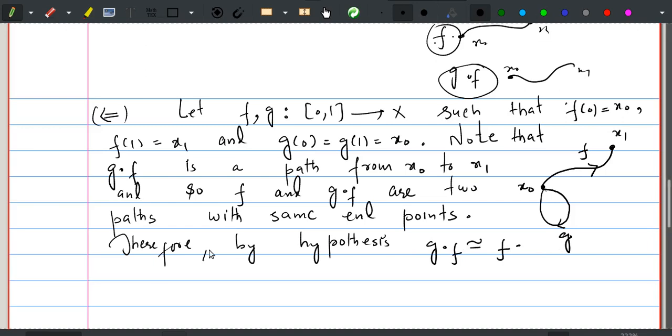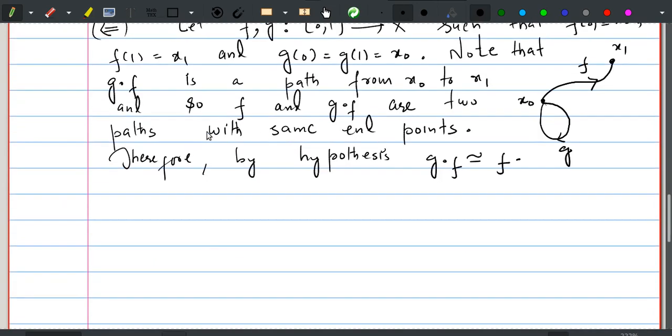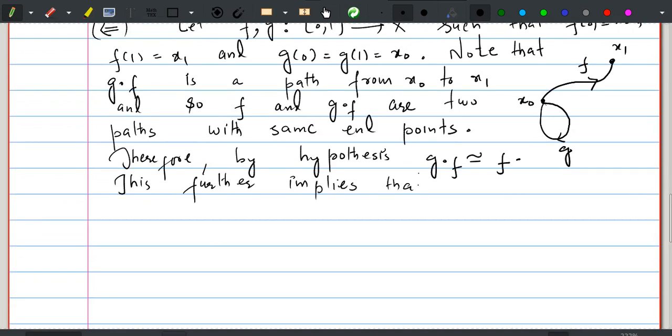Now this further implies that... now let us take these two paths. So if we take a product on the right side by F inverse.